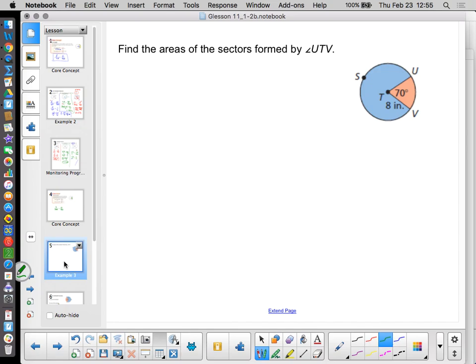So if we want to find the area of the sector in this picture, the red sector, we're going to take the area of the sector over the area of the circle, which is pi r squared, equals 70 over 360. So, once again, I know the radius is 8, so that's 64 pi. And I'm going to make that 7 over 36.